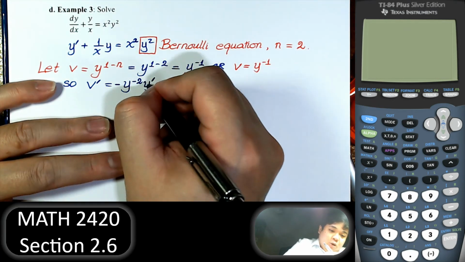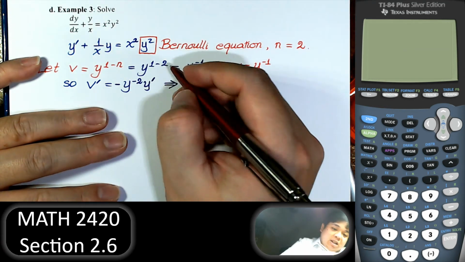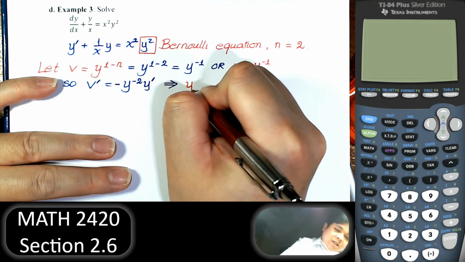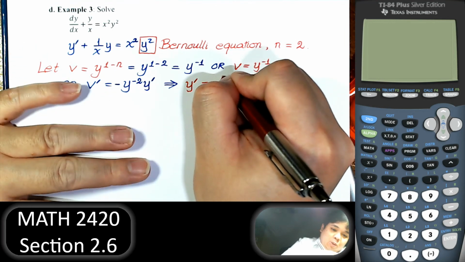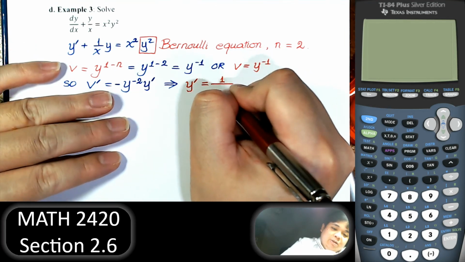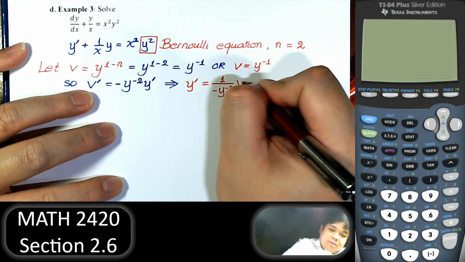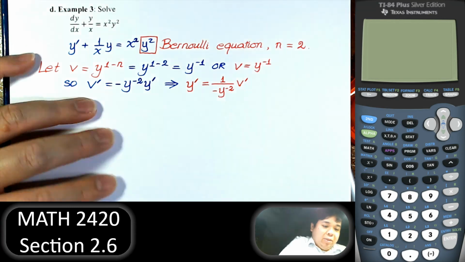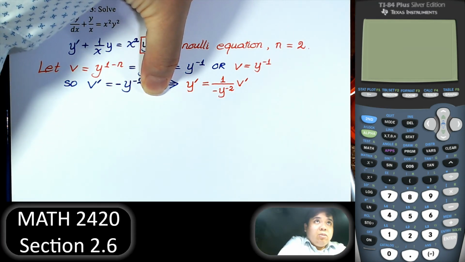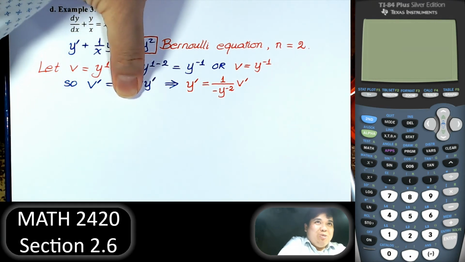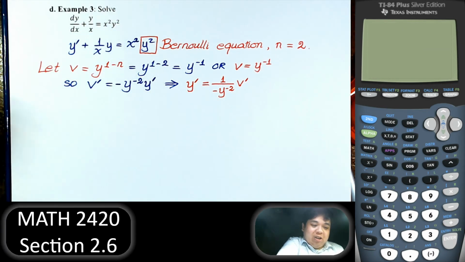Right. Now to solve for y prime, we just need to divide by that. We don't even need to simplify it. It will take care of itself. So y prime equals 1 over negative y to negative 2 times v prime. Just divide by y to negative 2 on both sides. We have y prime by itself, and 1 over that on the other side times v prime.